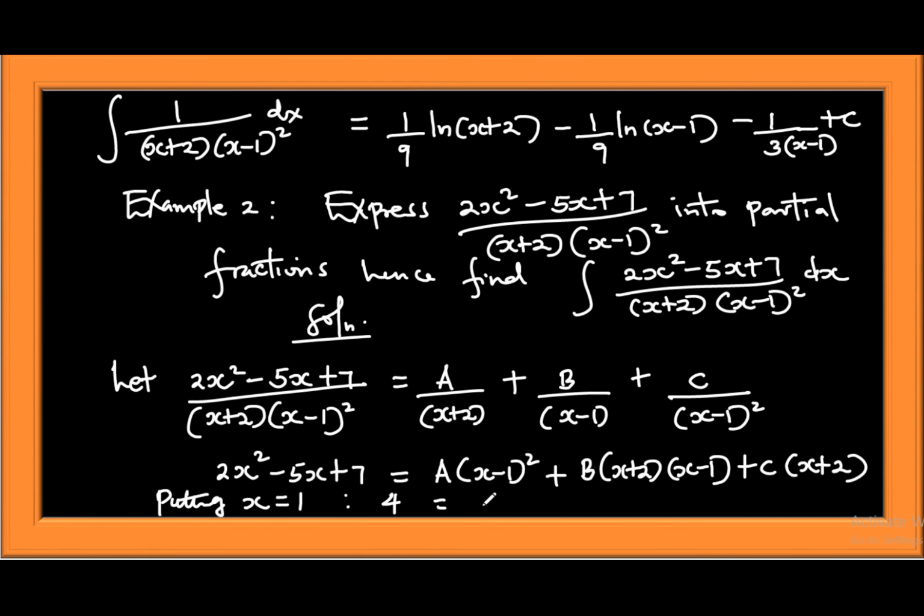The right-hand side, when you look at it carefully, the first term becomes 0, the second term becomes 0, and then the third term gives us 3c. That means definitely that the value of c becomes 4 divided by 3. Then we continue to other constants.